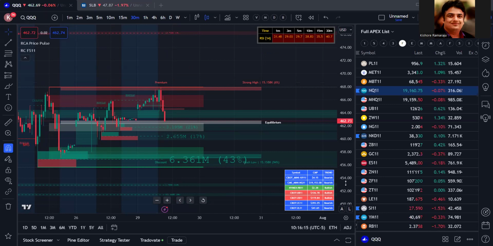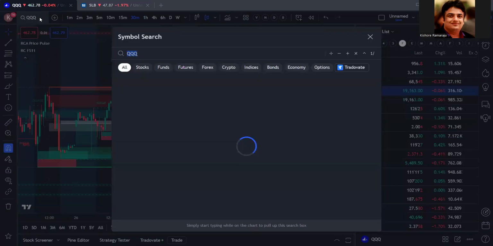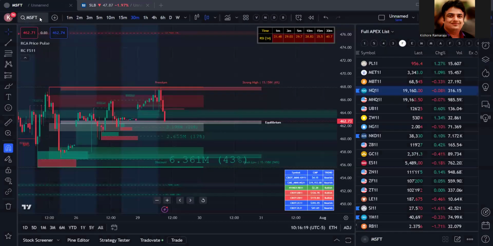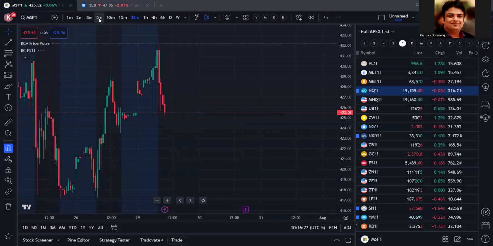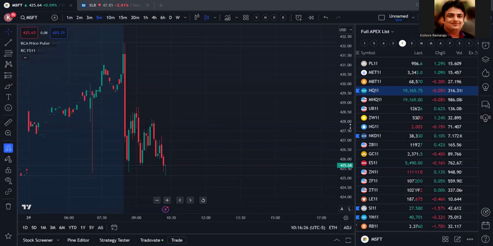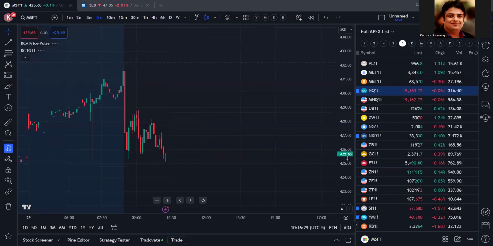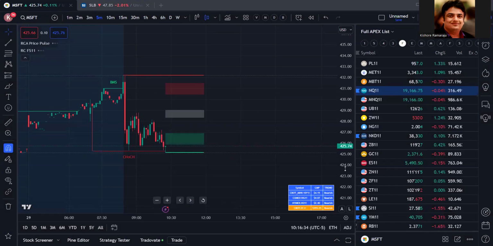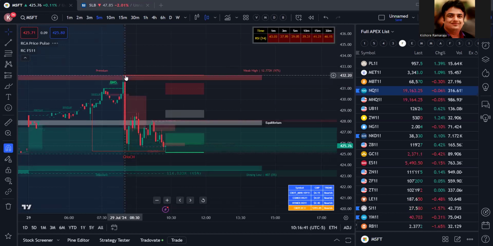Okay, Microsoft. Canada is showing Microsoft as one of the bullish tickers. So again, Microsoft went all the way to the top, $432, and then there is a pullback. It came all the way to the bottom now, 425.73.